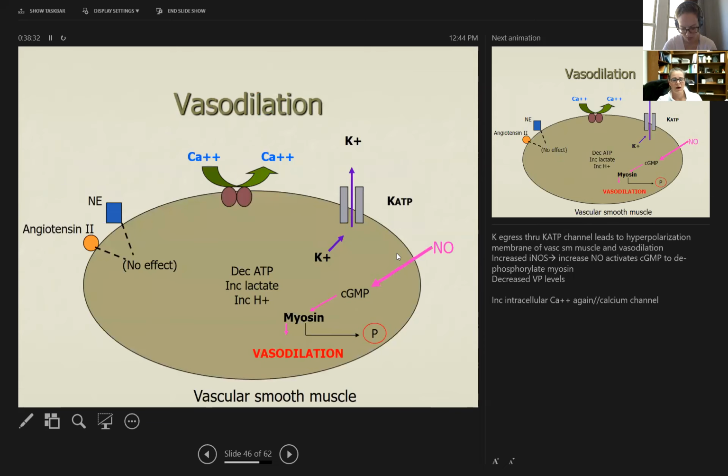Vasodilation, as we talked about, is going to be primarily mediated by nitric oxide as calcium leaves the cell, and as potassium leaves the cell as well. Myosin, in the presence of nitric oxide, will get dephosphorylated, and so the vascular smooth muscle will relax.